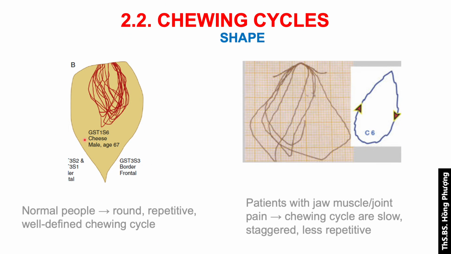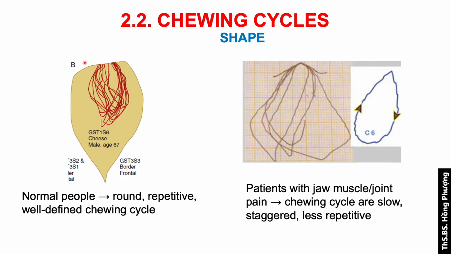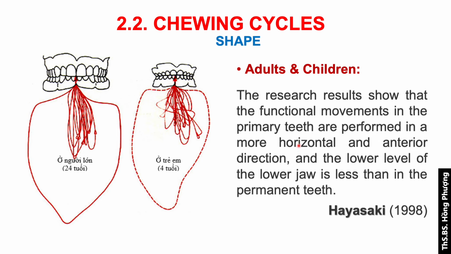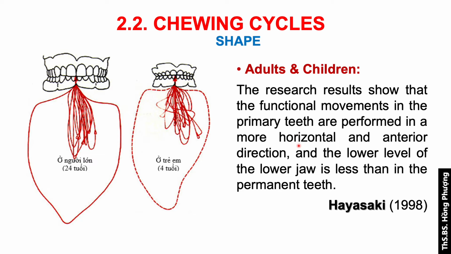With normal people, the chewing cycle is round, repetitive, and well-defined. But in patients with jaw muscle or jaw pain, the chewing cycles are slow, stuttered, and less repetitive. There are also differences in the shape of the chewing cycle between adults and children. Research showed that the functional movements in the primary teeth are performed in a more horizontal and anterior direction, and the lower jaw's vertical level is less than in permanent teeth.